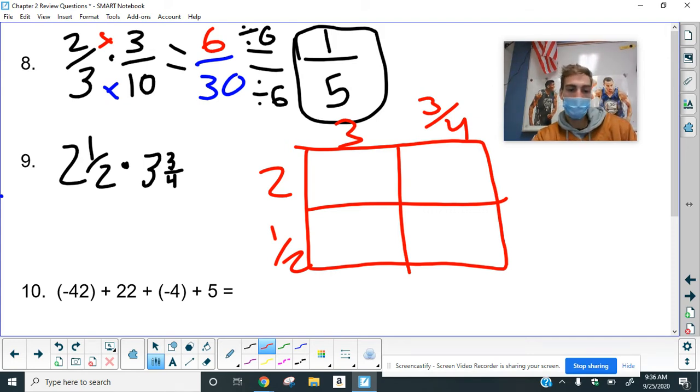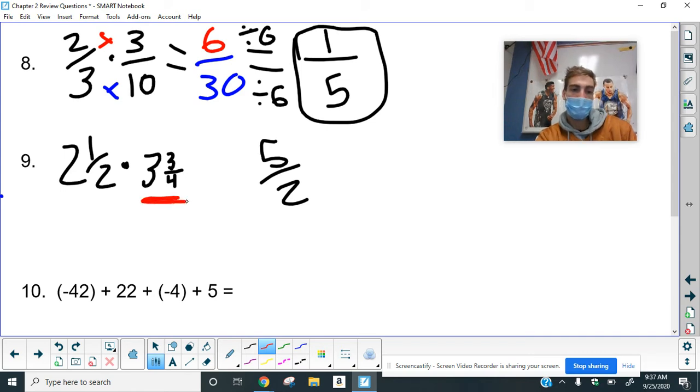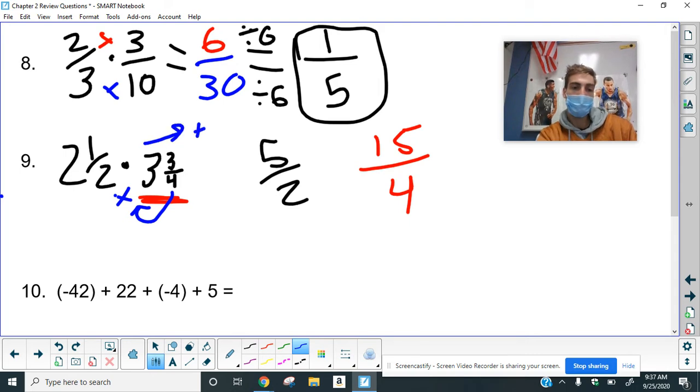And then what we're going to do instead is change these into improper fractions, so that way you can see both ways. And I'm going to say, okay, 2 1/2 is going to turn into 5 over 2, and then my 3 3/4 is going to change to 15 over 4. And if you're wondering how we got that, well, I just do 4 times 3, and then I do 3 plus 3 on the top. And so we get 15.